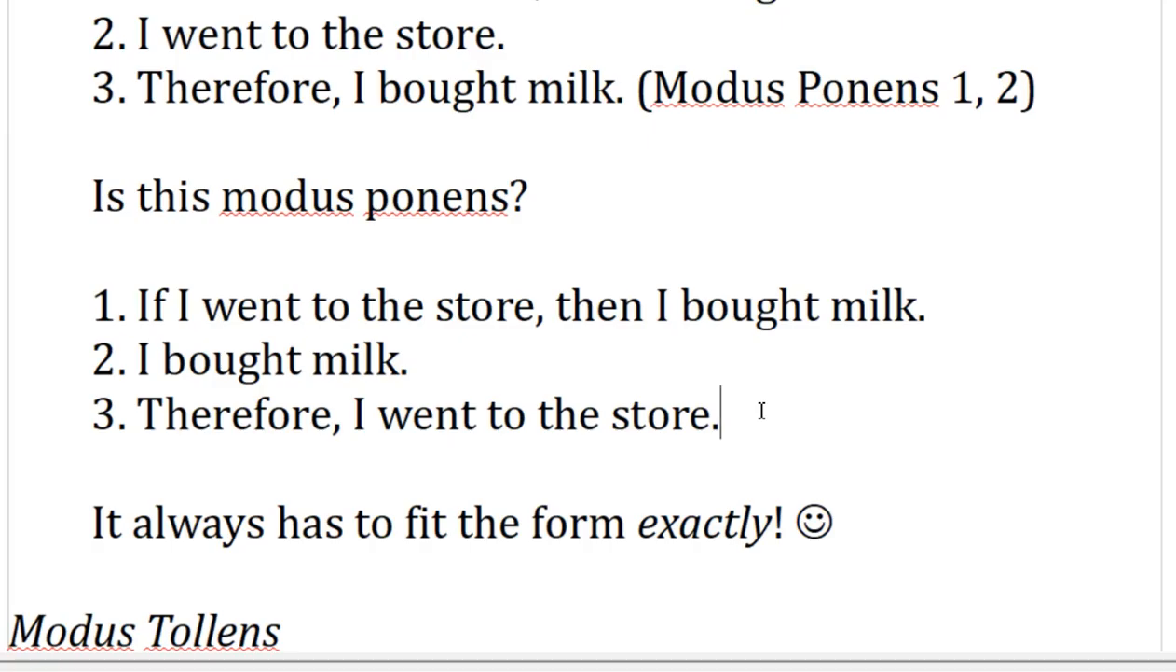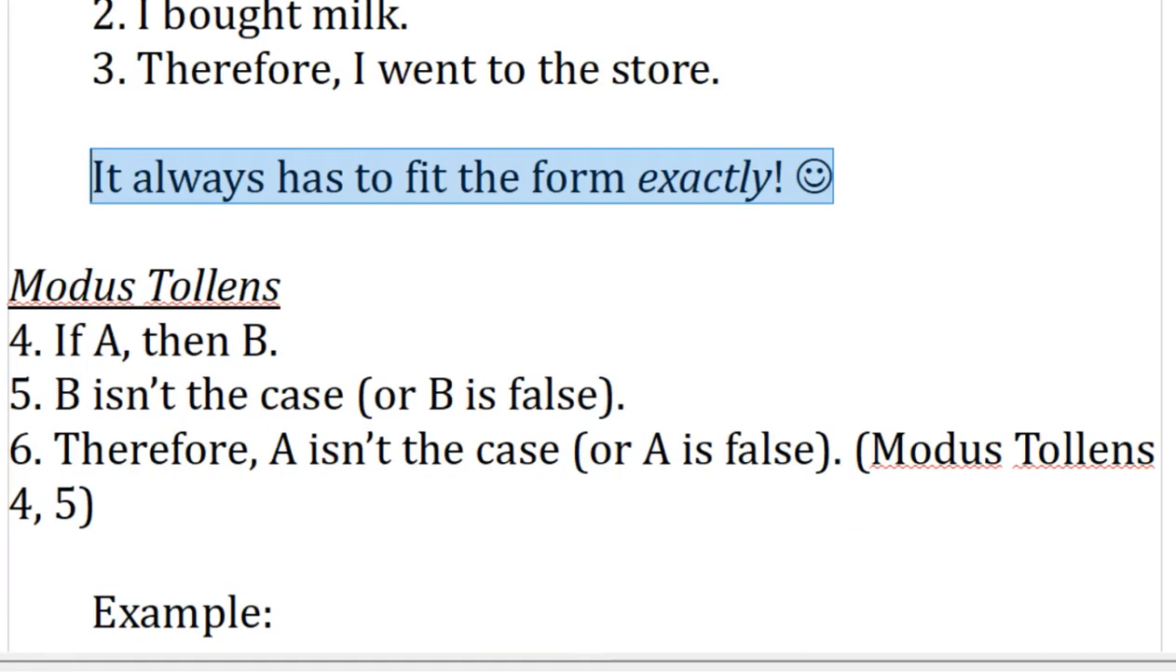This means that if you were to write here, citing your rule, modus ponens 1 and 2, that would not be right because this is not modus ponens. Why is it not modus ponens? Because in order to be modus ponens, it has to fit the form of modus ponens exactly. All right, let's look at modus tollens.